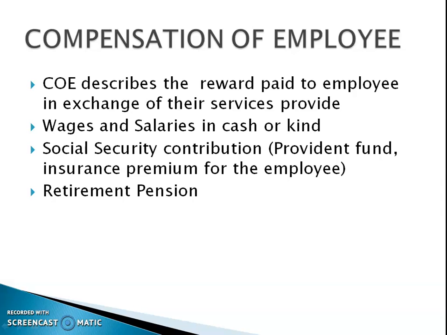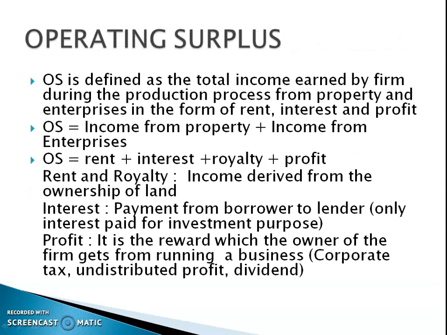Then the next category, operating surplus or OS. Operating surplus is defined as the total income earned by a firm during the production process from property and enterprises in the form of rent, interest and profit. So, operating surplus is equal to income from property plus income from entrepreneurship. That is, OS is equal to rent plus interest plus royalty plus profit. Here, rent and royalty are the income derived from the ownership of land. Interest is the payment from borrower to lender.